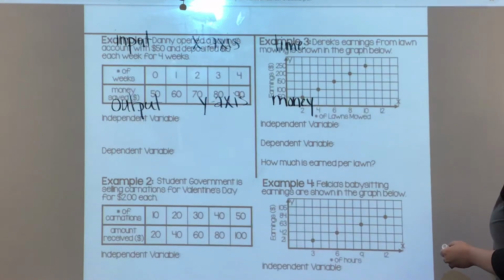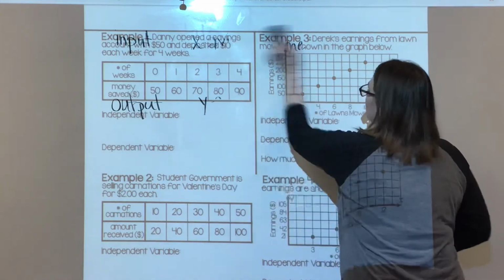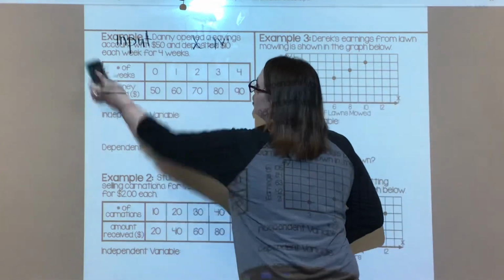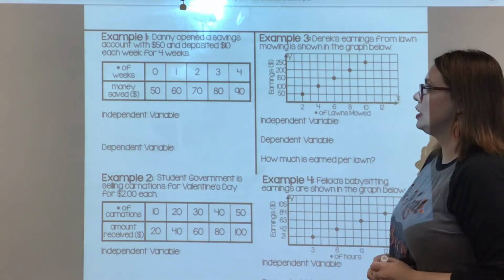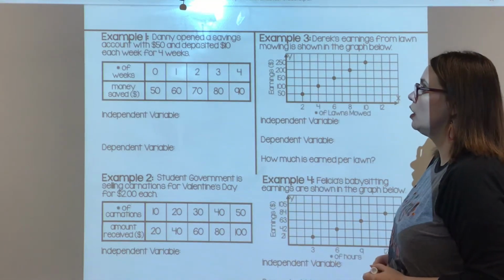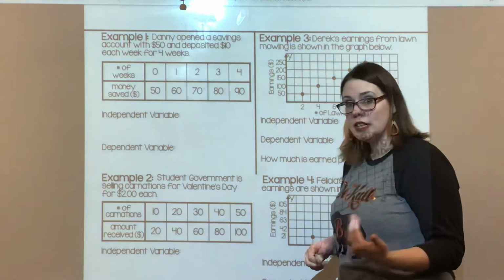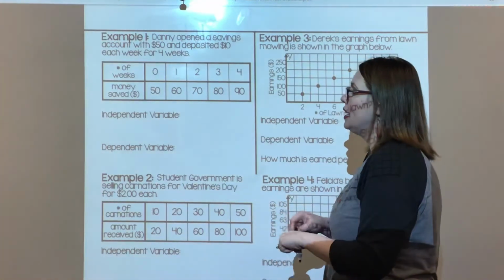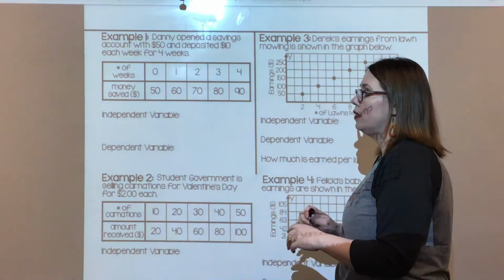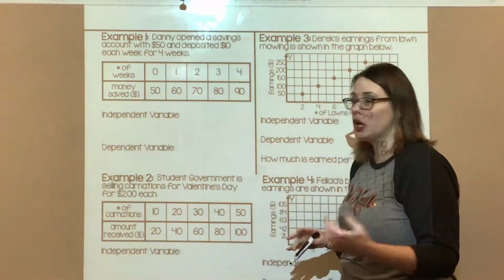And if we look at some examples, alright, so example 1 says, Danny opened a savings account with $50 and deposited $10 each week for 4 weeks. So we need to know what our input is and our output, or our independent and our dependent. So our independent variable is going to be one that, even if the dependent went away, it's going to keep happening. It's going to keep occurring.